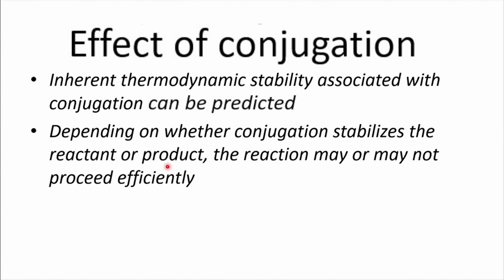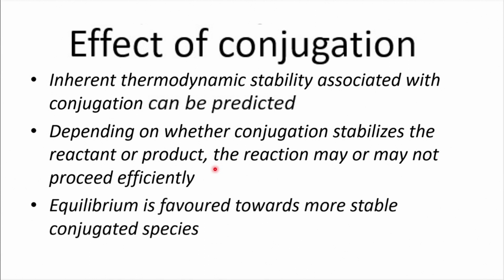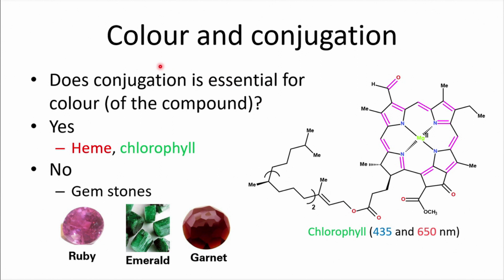So, if the reactants are actually stabilized by conjugation, then the reaction will not proceed. If the products are stabilized by conjugation, then the reaction may proceed efficiently. And the equilibrium is favored towards the more stable conjugated species. So, these are some of the applications of conjugation. And let us look at some important thing, color and conjugation.